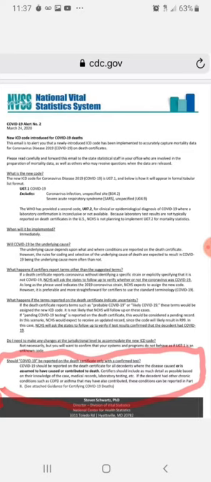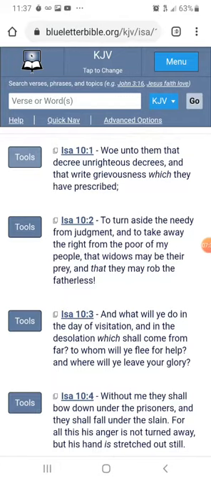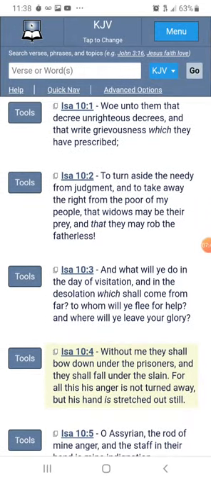Now let's get something real quick. This is the book of Isaiah, chapter 10, verse 1. It says, woe unto them that decree unrighteous decrees. That's an unrighteous decree. That's an unrighteous law. That's an unrighteous act. That's an unrighteous command.